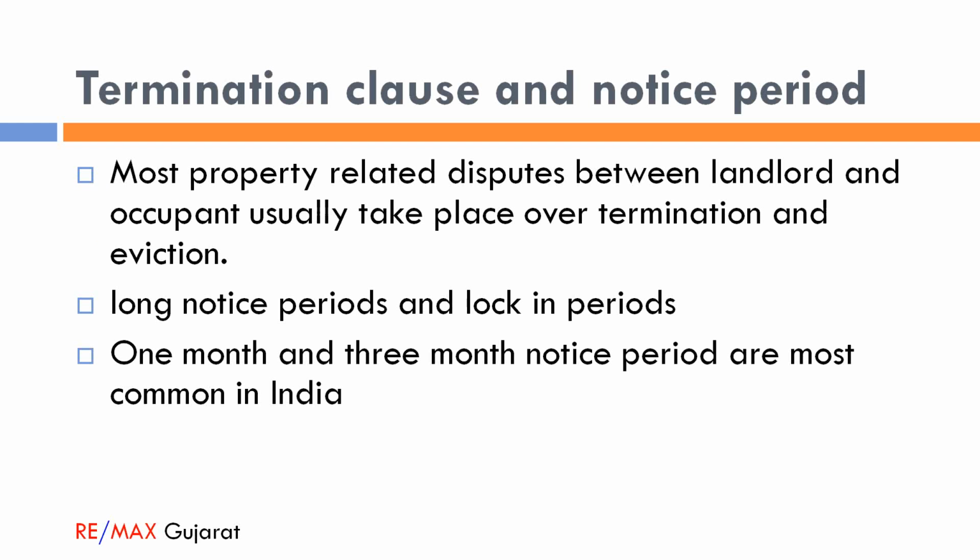So now, termination clause and notice period, how this should be included in the agreement. So most property related disputes between landlord and occupant usually take place over termination and eviction, right? It is hence very important to clearly specify in the agreement as to how and in what circumstances the agreement can be terminated. Usually provision is made for both fault-based and no fault-based termination.